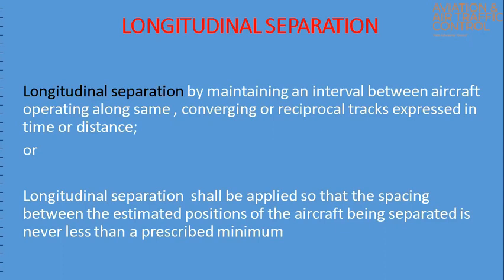Longitudinal separation is maintained by keeping an interval between aircraft operating along the same, converging, or reciprocal tracks, expressed in terms of time or distance. So when we are talking about horizontal separation, and in that we are discussing longitudinal separation, we have to understand three basic terms: same track, converging, or reciprocal tracks.